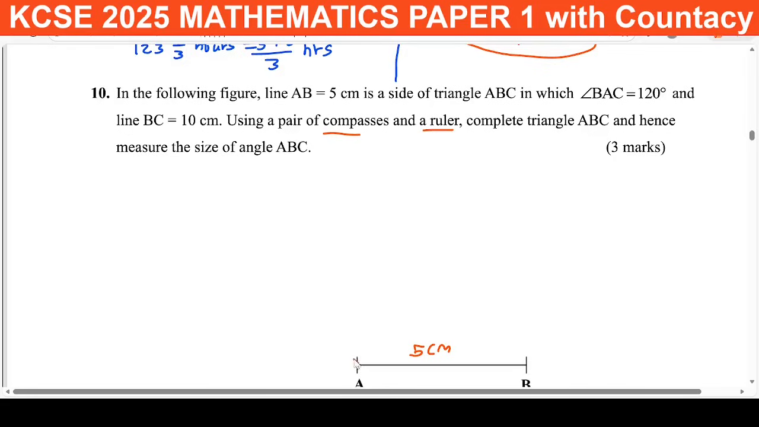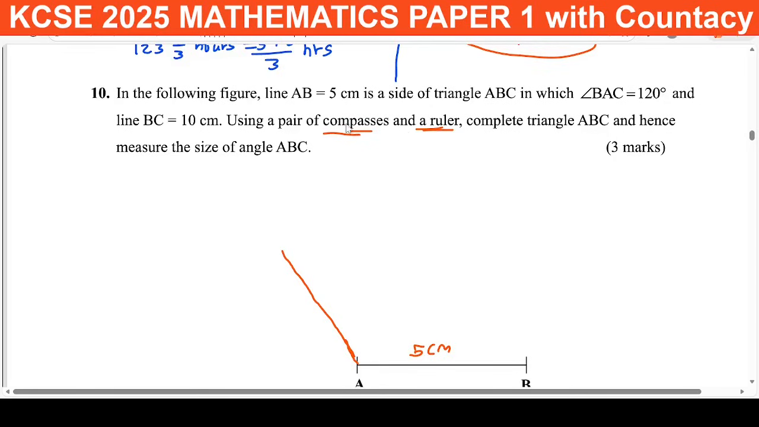But there is something interesting over here which you're really supposed to follow and check very keenly. We are supposed to use a pair of compasses and just a ruler. You're not supposed to use a protractor. The moment you come here and put a protractor, that implies that you are going to lose the method mark. Therefore, you should be able to work it out using compasses and a ruler. But how are you really supposed to do that?